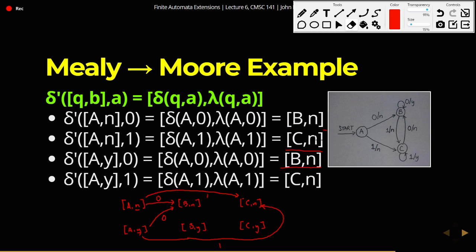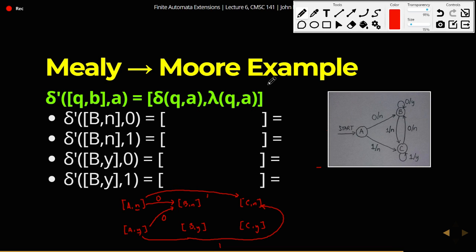Okay, so we've now taken care of the transitions on A. Now how about for B? So again, this will be the same for BN and BY on 0, right? So for B on a 0, it will stay in B and the output is Y, right? So that would be BY. So it will go to BY on a 0, and BY will also go to BY on a 0.